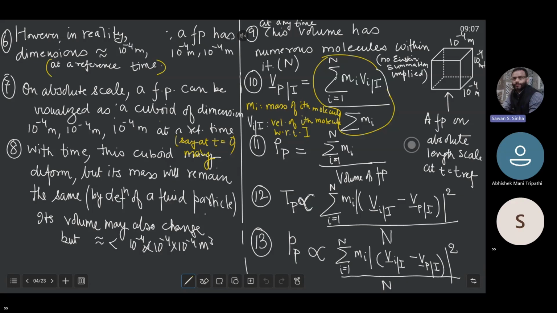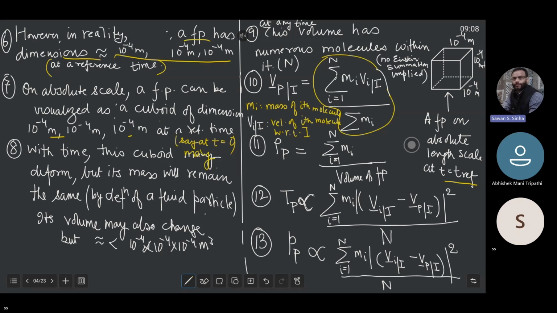However, in reality, a fluid particle has dimension. How much is the dimension? It is of this order. On absolute scale, a fluid particle can be visualized as a cuboid of dimension this much at a reference time. So you start observing a fluid particle at, say, T reference. At that time, you can visualize the fluid particle to be a cuboid of this dimension. Continuum sees that as 0, 0, 0. On absolute scale, it's not 0.